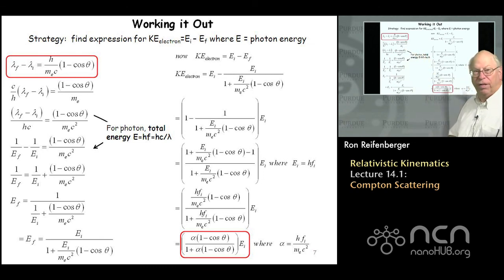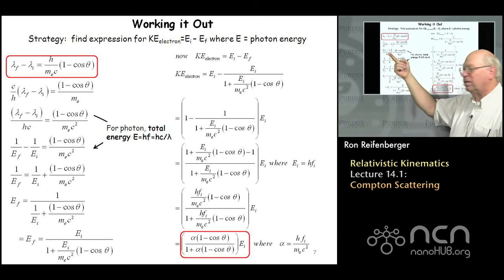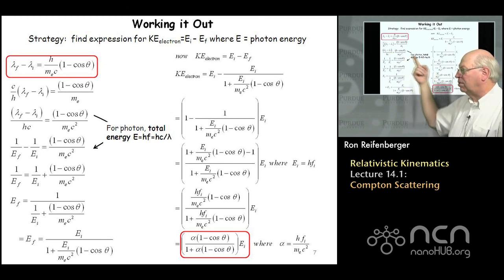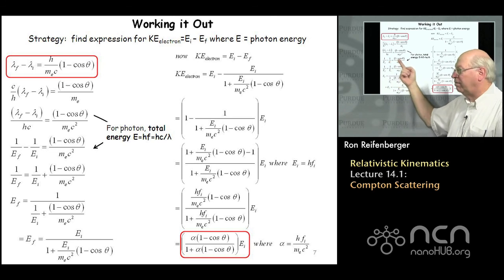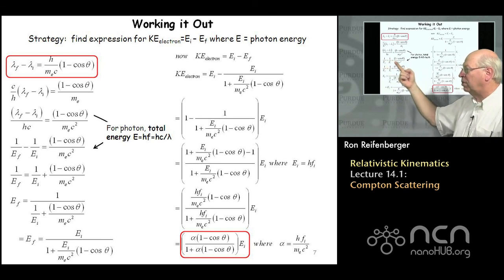I start to manipulate Compton's formula. At this point, I try to switch from the wavelengths, lambda sub f and lambda sub i, and convert that to energies, E sub f and E sub i. The reason I do that is because I'm going to have to move this equation around such that I get a quantity that looks like this right here.